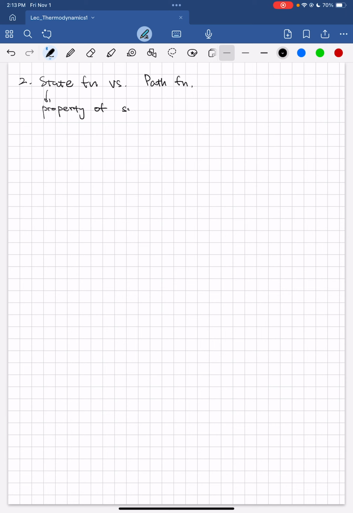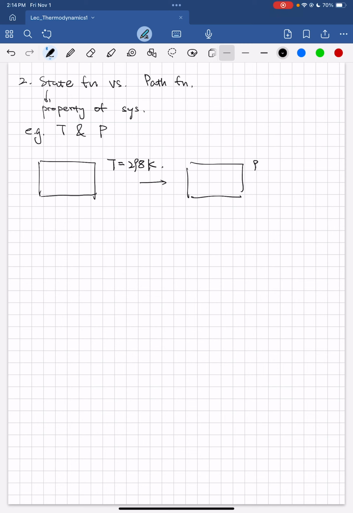Of system. An example is temperature or pressure. So if there is this system, T equals 298 Kelvin, and the temperature drops to 98 Kelvin, then delta T is equal to T2 minus T1, which is minus 200 Kelvin. Okay?